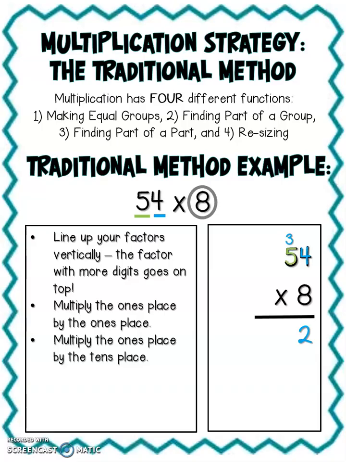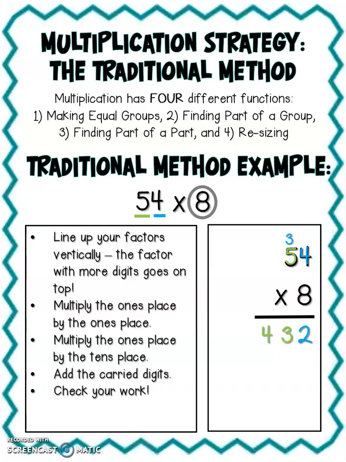Next, I need to multiply the ones place by the tens place. 8 times 5 is 40, but I can't just write down 40 here because I also need to add those carried 3 digits. So really that means I have 43. Then, if I'm all done with all of my digits, I need to check my work. My final answer to this first question is 432.